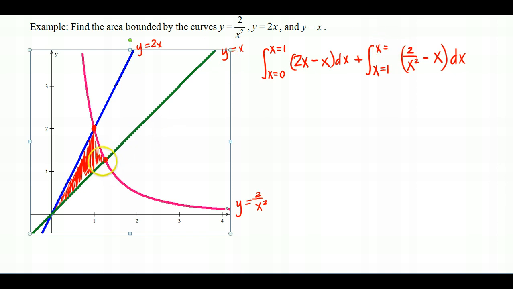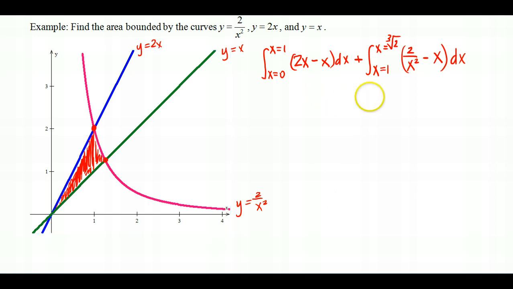So now we need to find this point here. So we need to find where the pink graph, 2 over x squared, intersects with the green graph, which is just x. So if I multiply both sides by x squared, this will cancel. I'll get 2 equals x cubed. So to solve for x, I need to take the cube root of both sides. So x is the cube root of 2. So that's my other limit of integration here.